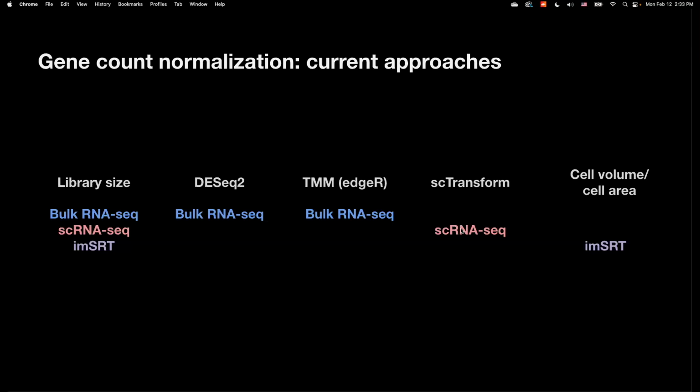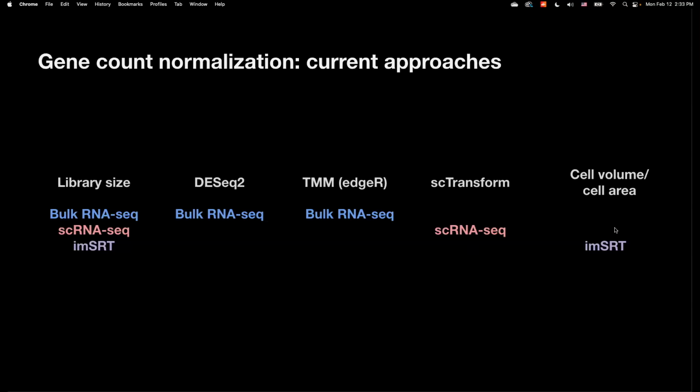SC-transform is a method specifically developed for single-cell RNA sequencing data, and it constructs a generalized linear model of gene counts, where library size is your predictor variable, and it then uses the residuals from the resulting negative binomial regression as the normalized gene expression in downstream analysis.